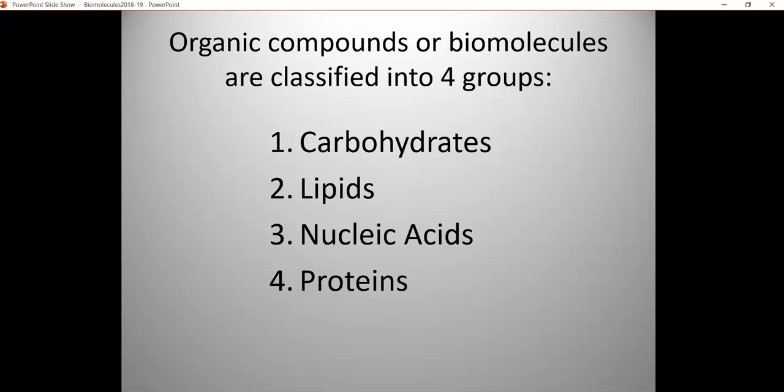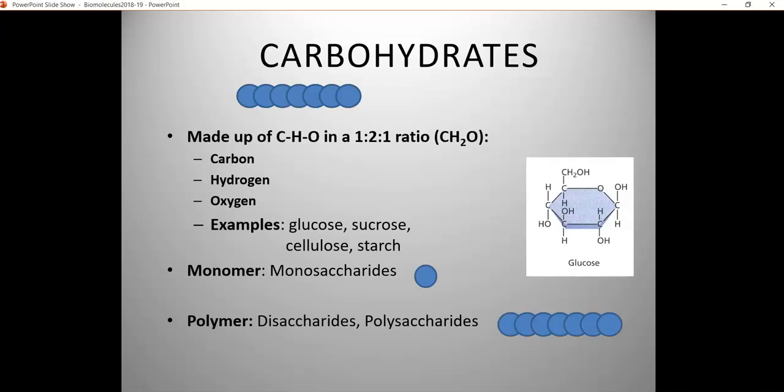All right, organic compounds or biomolecules are classified into four groups: carbohydrates, lipids, nucleic acids, and proteins. Carbohydrates are made up of CHO, carbon, hydrogen, and oxygen, in a 1:2:1 ratio. So for every one carbon and one oxygen, there will be 2 hydrogen. Examples are glucose, sucrose, cellulose, and starch.